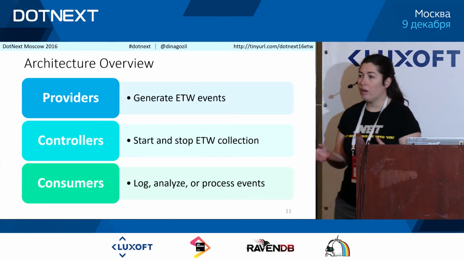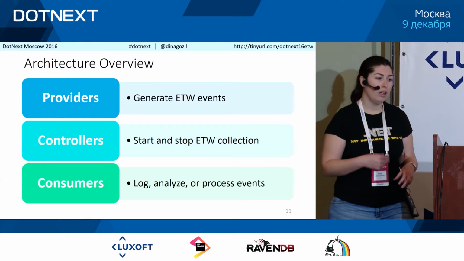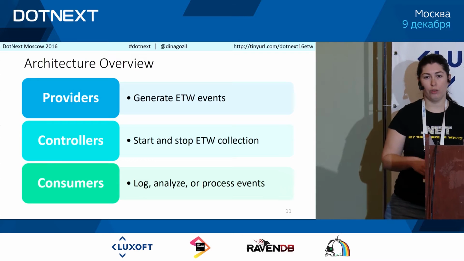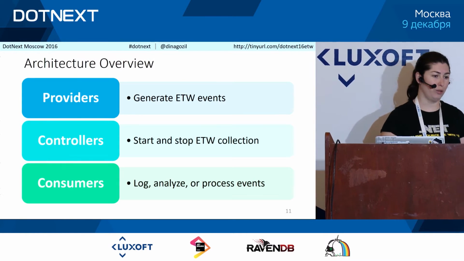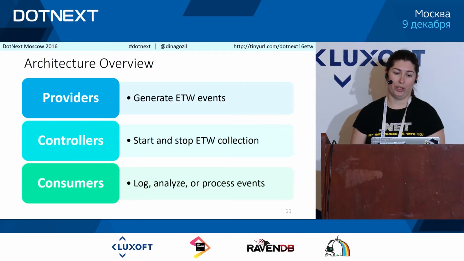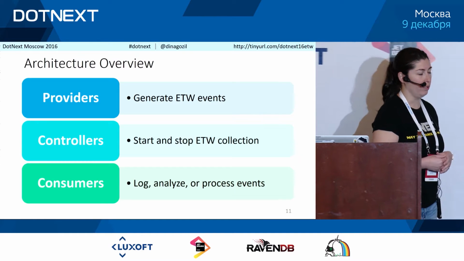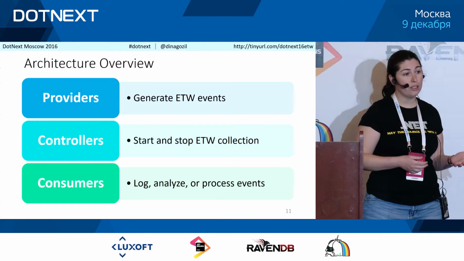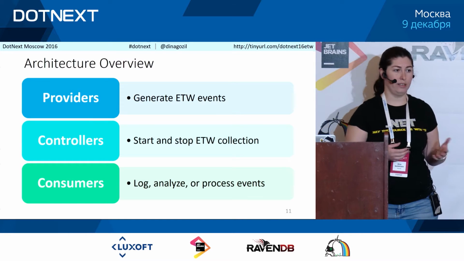So, although in order to understand the rest of the talk we don't have to go into much detail, I do want to spend a few minutes to go over the architecture of ETW, because it never hurts to know a little bit about the tool that you're working with. So ETW has three main components. These are providers, controllers, and consumers. And their names are pretty indicative.